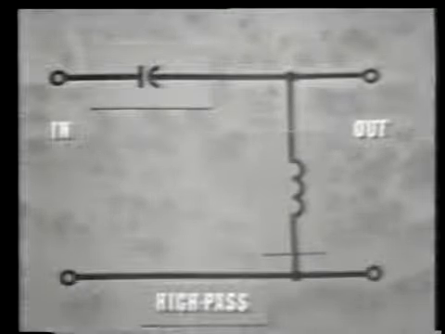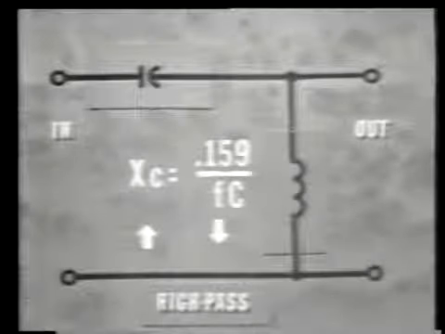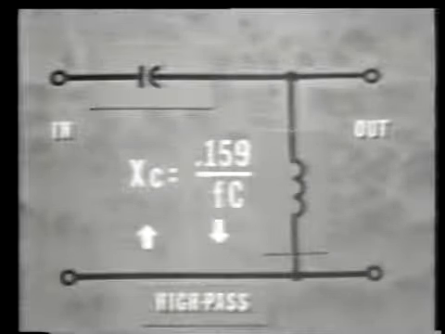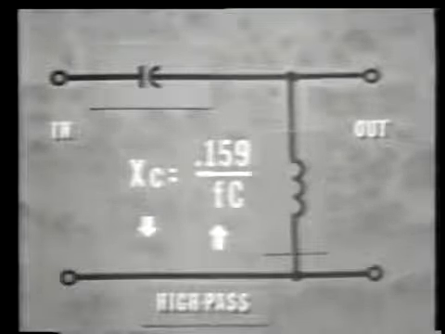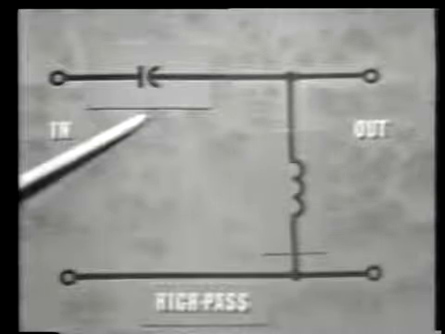What should we expect our output response to be? Well, we know that in order to reject low frequencies, the series opposition must be large at low frequencies. This is true of the capacitor. It offers very large opposition to low frequency currents. But at high frequencies, the ones we want to pass, the series opposition must be small. Again, this is what the capacitor provides. So, a series capacitor is always used to pass high frequencies and reject low frequencies.